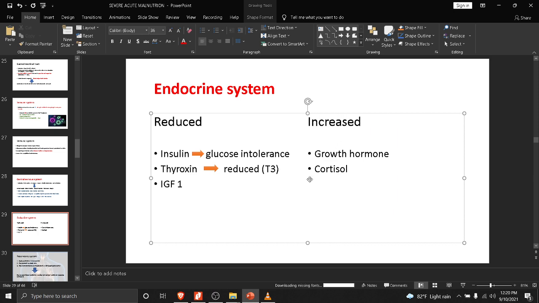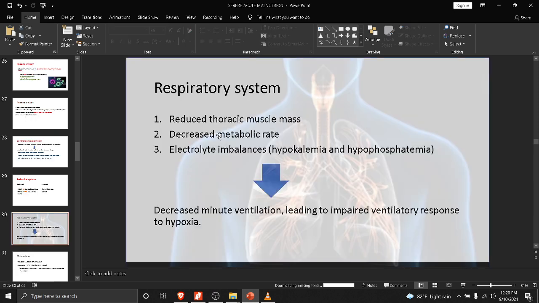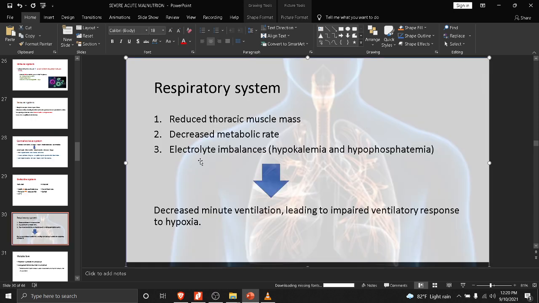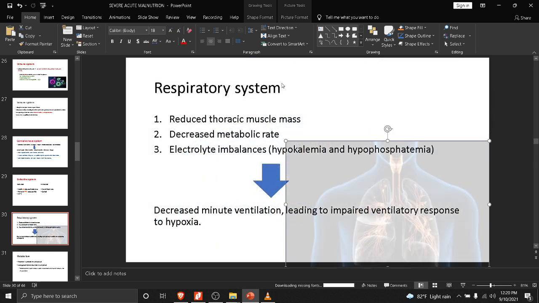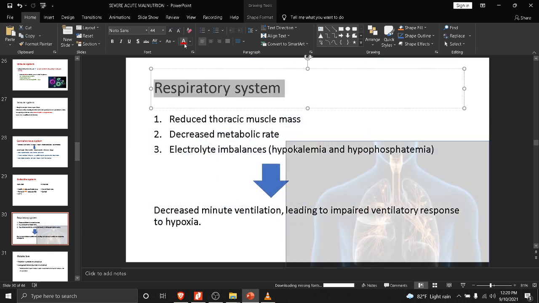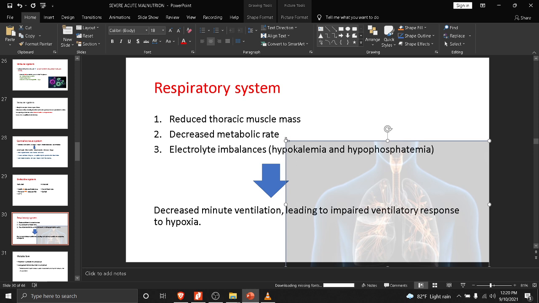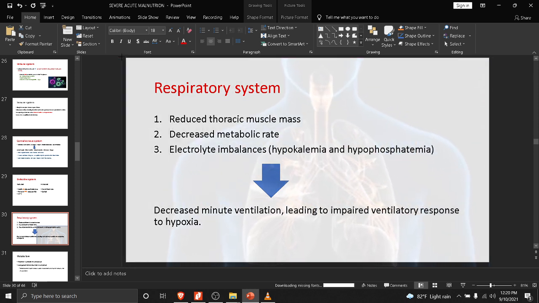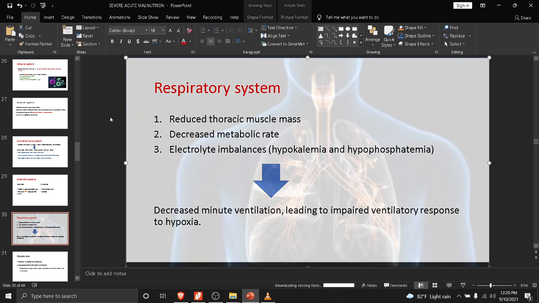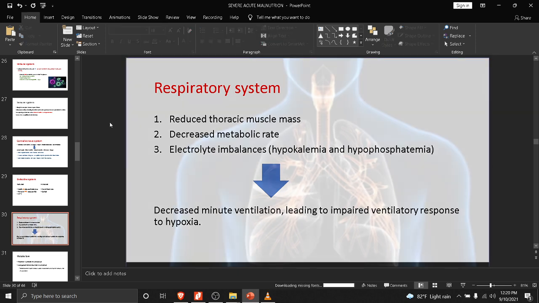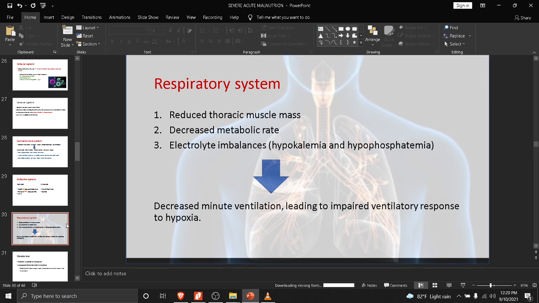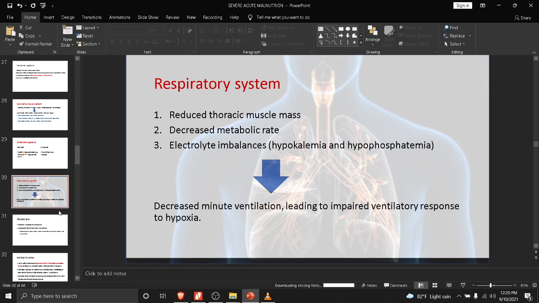Then we come to the respiratory system. Reduced thoracic muscle mass, decreased metabolic rate, and electrolyte imbalances like hypokalemia and hypophosphatemia lead to decreased respiration, like reduced minute ventilation and tidal volume per minute, leading to an impaired ventilatory response to hypoxia. So even though there is hypoxia, they are unable to compensate for the degree of hypoxemia because of that.